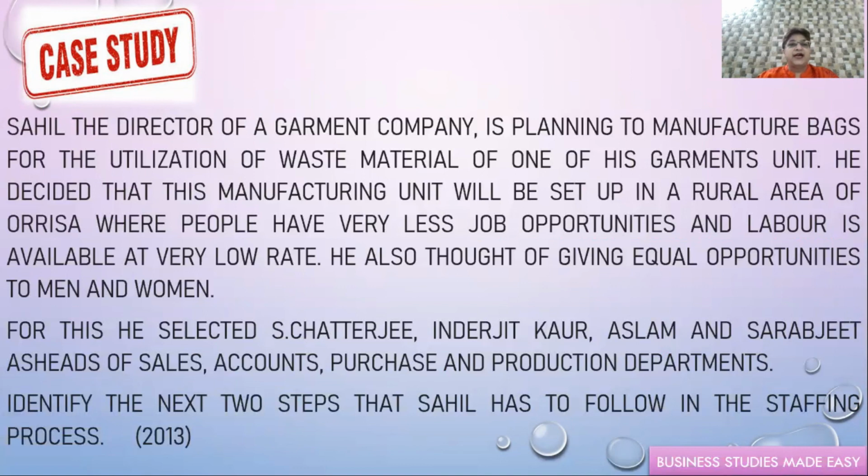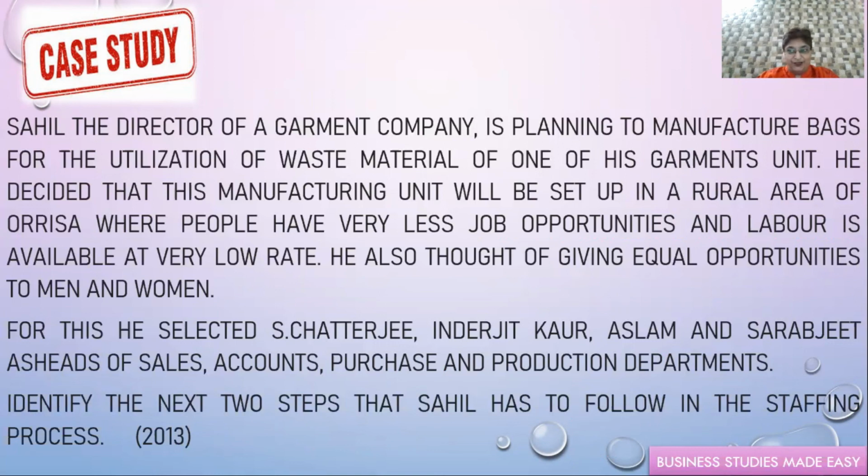So let's start. Sahil, the director of a garment company, is planning to manufacture bags for the utilization of waste material of one of his garments unit. He decided that the manufacturing unit will be set up in a rural area of Orissa, where people have very less job opportunities and labor is available at very low rate. He also thought of giving equal opportunities to men and women. For this, he selected S. Chatterjee, Indrajit Kaur, Aslam, and Sarabjit as heads of sales, accounts, purchase, and production departments. Identify the next 2 steps that Sahil has to follow in the staffing process.